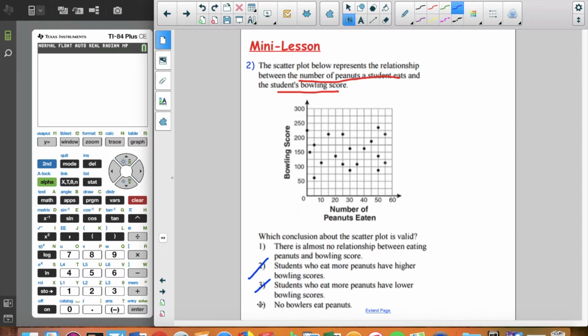4 says no bowlers eat peanuts. Well, clearly some bowlers are eating peanuts because it's written here. So that's out. So the answer is 1. There's no relationship between eating peanuts and bowling scores. There is no correlation here.